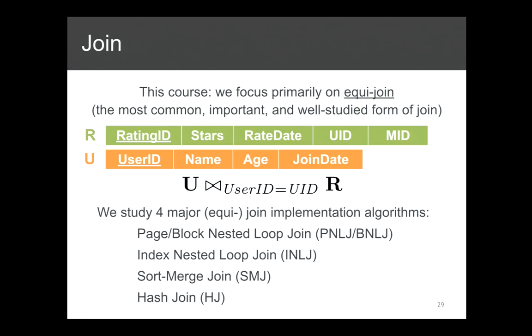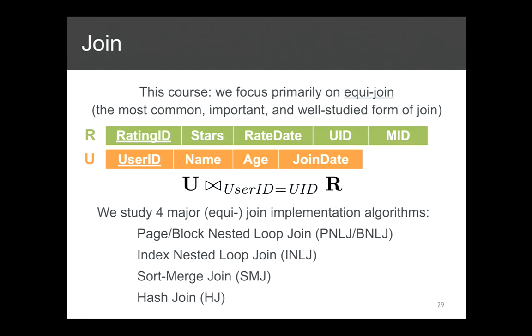Okay, we're going to study 4 major implementation algorithms for equijoins. These are the most well-studied, commonly used, typical relational DBMS implementations offer all 4 of these, or at least a subset of these. First is the nested loop join, also called the page or the block nested loop join. The second is an index nested loop join. Third is called a sort merge join. The fourth is called the hash join.